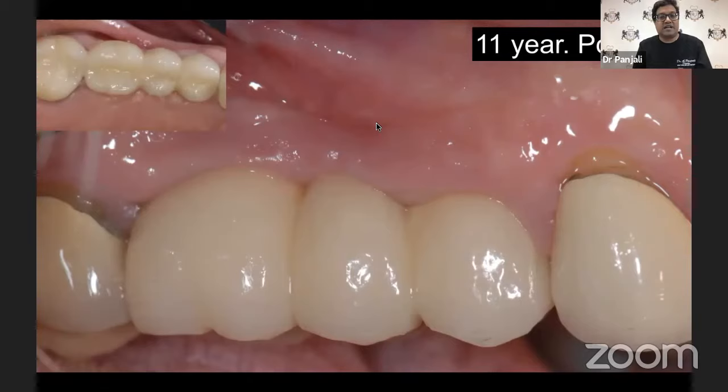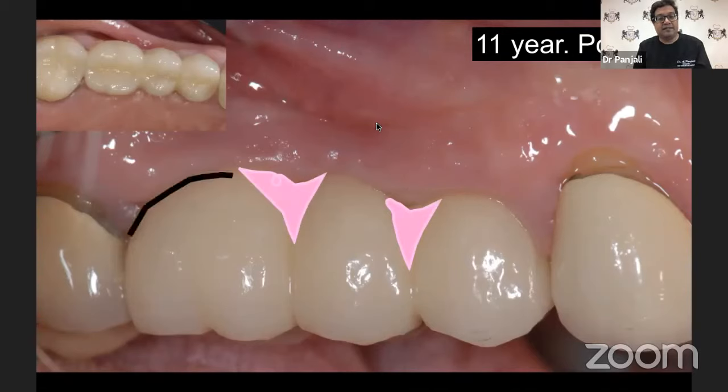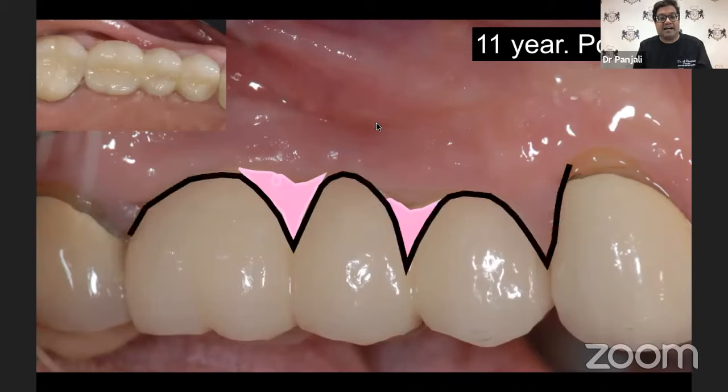So let me show you. This is 11 years post-op. You start to see how the soft tissue has come around this. This is okay. But wouldn't it be nice if we had a papilla right about here, and we had nice contours? This would have been very nice. But we didn't pay attention. The patient didn't care much about it because it was the posterior teeth.